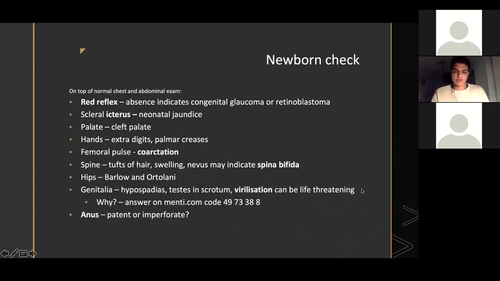So if you just go on menti.com and enter that code and see what your answer would be for why virilization of female genitalia might be a life-threatening condition. Let me open the, okay. I think you can vote on it now. Okay, I'll show the results.